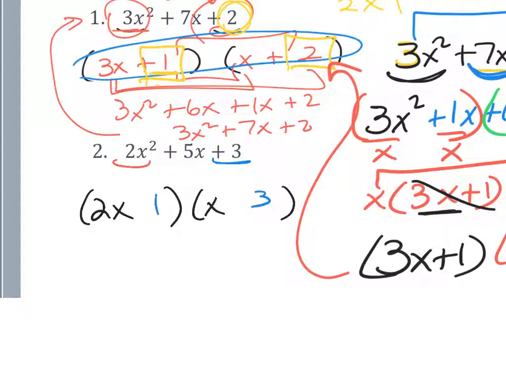So I'm going to show you why it's wrong. So when I go to FOIL this, so when you do guess and test, you're FOILing it. So if I do first, I already know for sure my first and last are going to work.